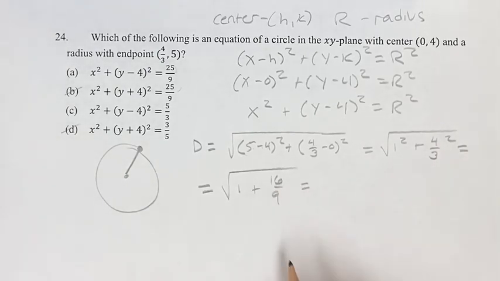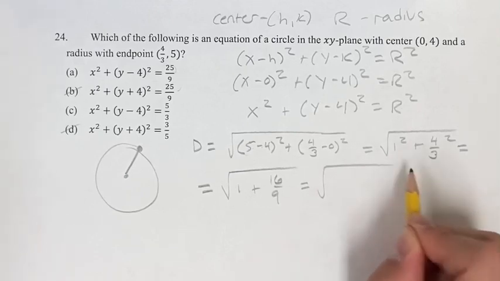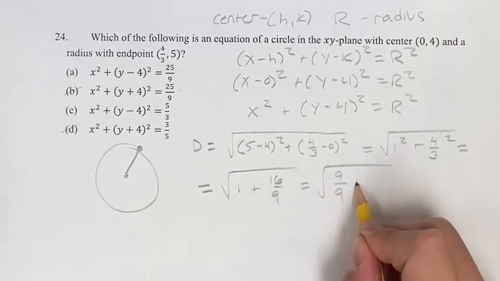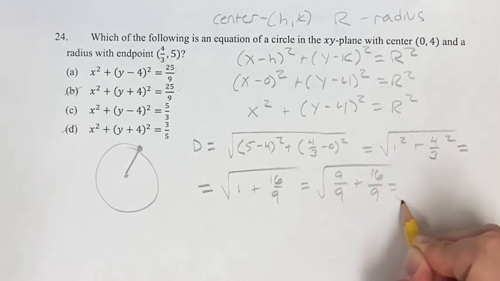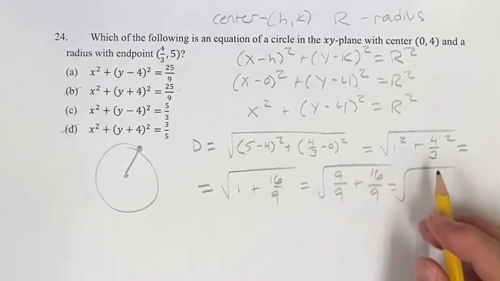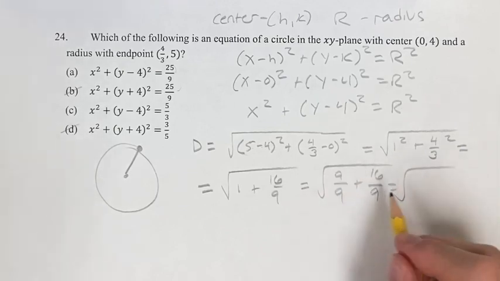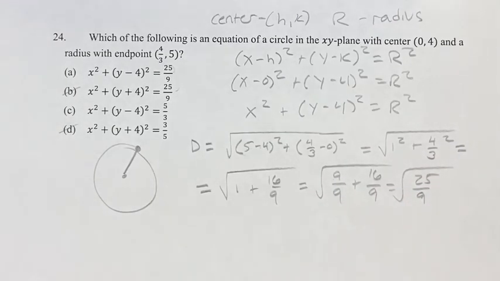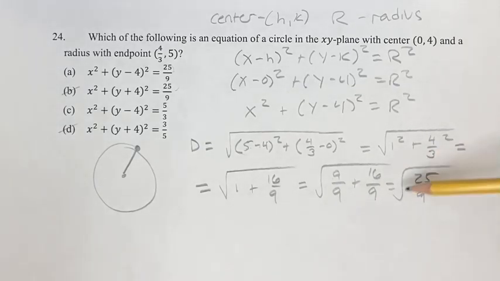So doing this right here, we want to add these fractions together. So we want to get this in like terms. 1 is equal to 9 divided by 9. So when we add that to 16/9, we now have the same base, so we can add the numerators. 9 plus 16 is 25 over 9. So this is the distance between them.